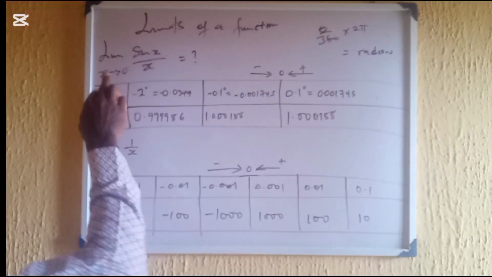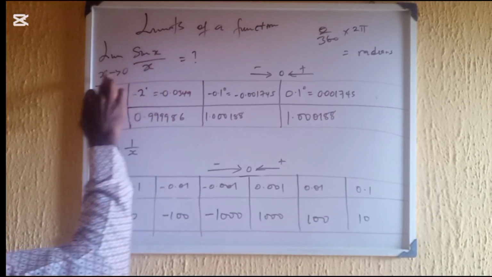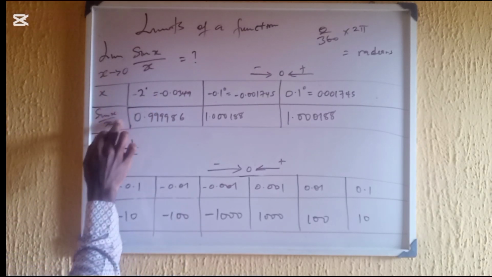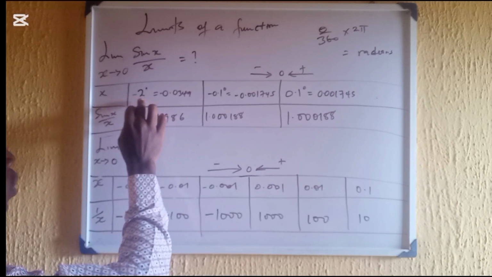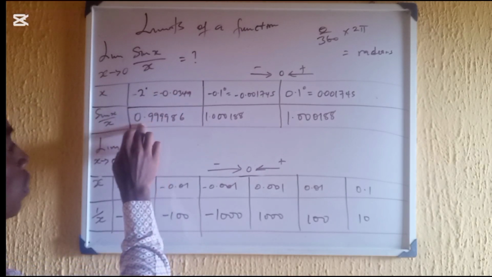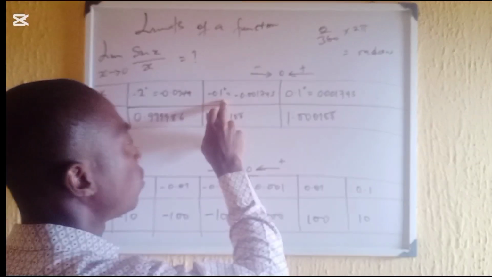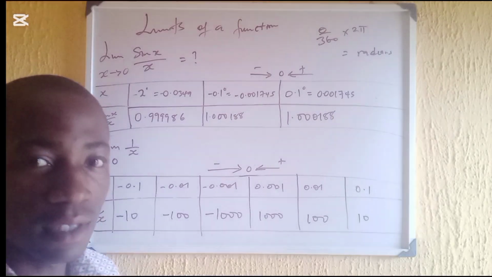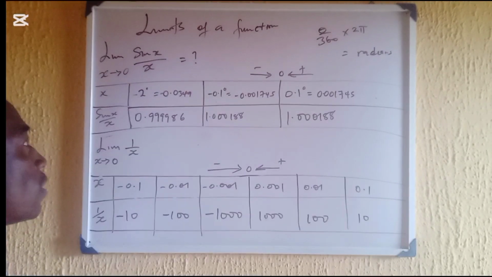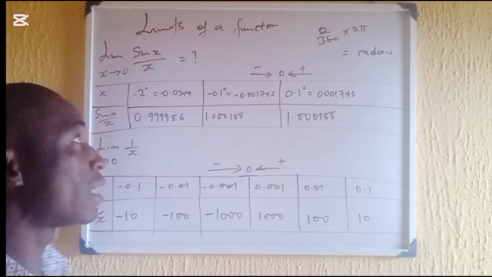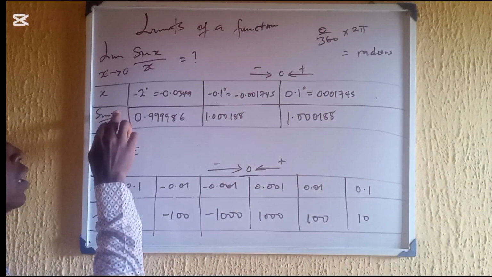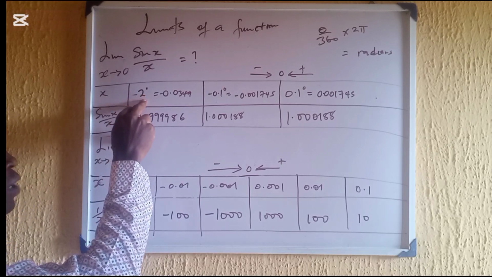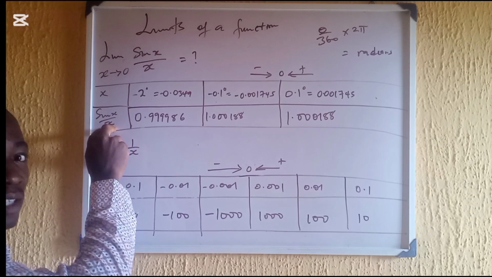Okay, we want to calculate the limit of sin x over x as x approaches 0. So here we have x, and here we have our function sin x over x. We have when x is equal to minus 2 degree, then here is our result, minus 0.1 degree and 0.1 degree. I remember when I was still in first year, I would just do sin x over x, not knowing that I have to convert x to radians for the denominator. So here x will be in degrees, and here x will be in radians. If you use the same value, let's say minus 2 here and here, you will get a wrong answer.